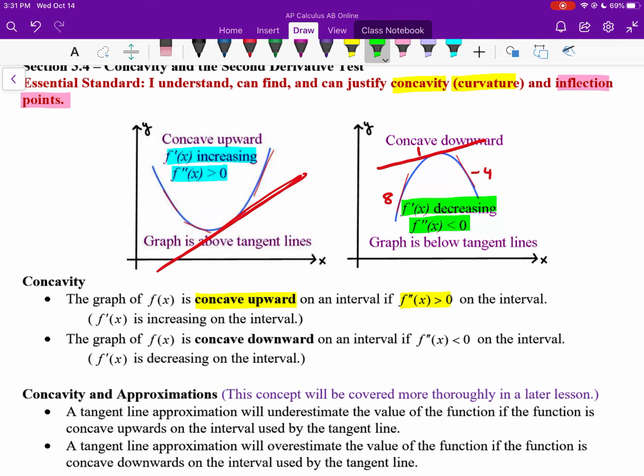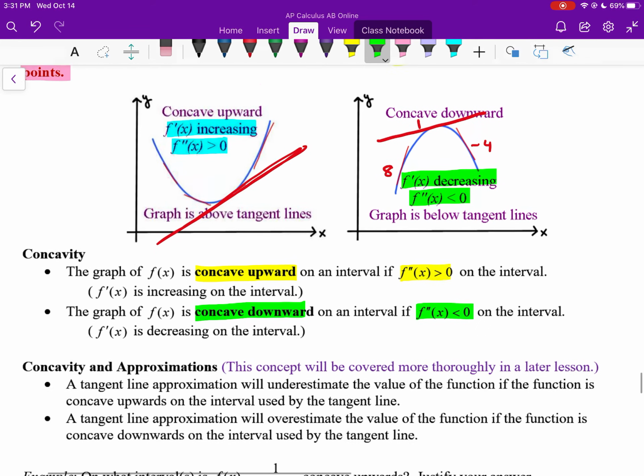The graph of f of x is going to be concave downward on an interval if the second derivative is negative on the interval. It also means that the first derivative would be decreasing on the interval, but again, try to focus on the positive or the negative.